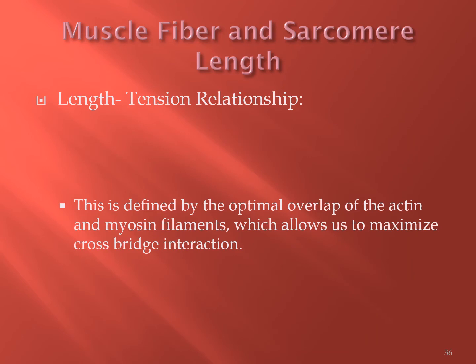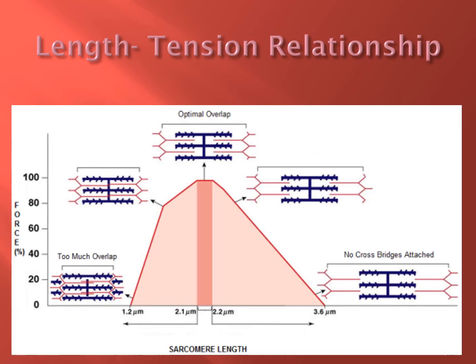Okay, so let's talk about this length-tension relationship that we've alluded to. The length-tension relationship is basically defined as an optimal overlap of the actin and myosin filaments, which allows us to maximize cross-bridge interaction. It has to do with how much tension can be generated based on the length of the muscle. As we said, there's an optimal level of overlap of actin and myosin filaments that will allow us to maximize force production. And that's generally going to occur in the middle of our range of motion. Okay, so here is an excellent example, and you either have or you will get the opportunity to measure or experiment with the length-tension relationship in our labs this course.